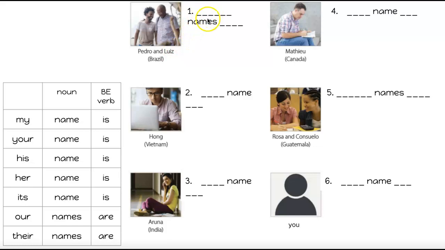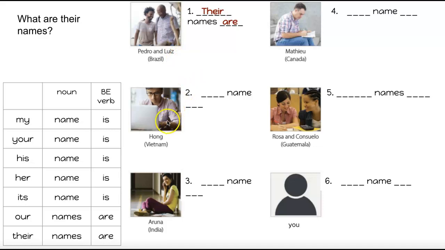So let's look at Pedro and Luis. What is missing here? We have names. All right, so number one, Pedro and Luis. We are talking about two people. So is it our or their? Their names. What be verb do we need? Is or are? Are. Their names are Pedro and Luis.